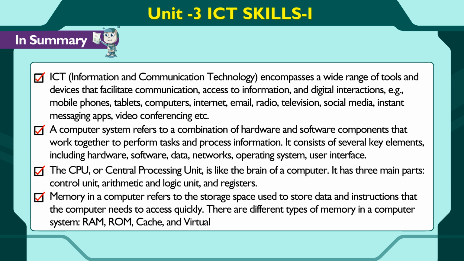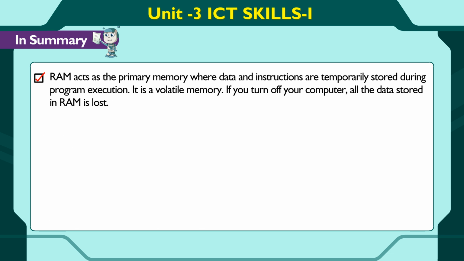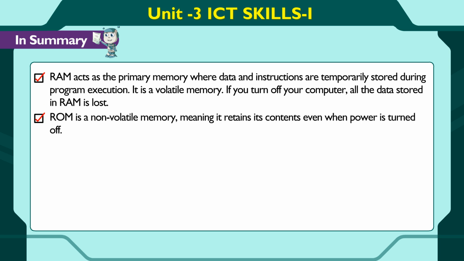Memory in a computer refers to the storage space used to store data and instructions that the computer needs to access quickly. There are different types of memory in a computer system: RAM, ROM, cache, and virtual. RAM acts as the primary memory where data and instructions are temporarily stored during program execution. It is a volatile memory. If you turn off your computer, all the data stored in RAM is lost. ROM is a non-volatile memory, meaning it retains its contents even when power is turned off.